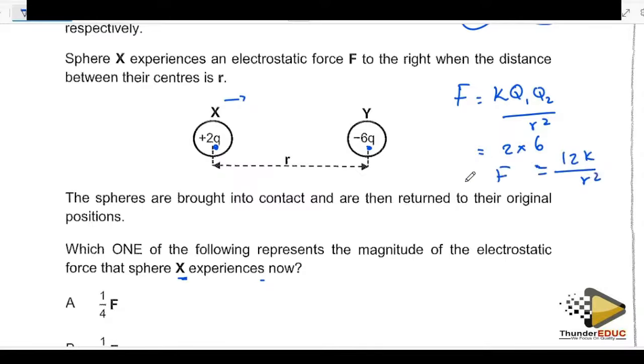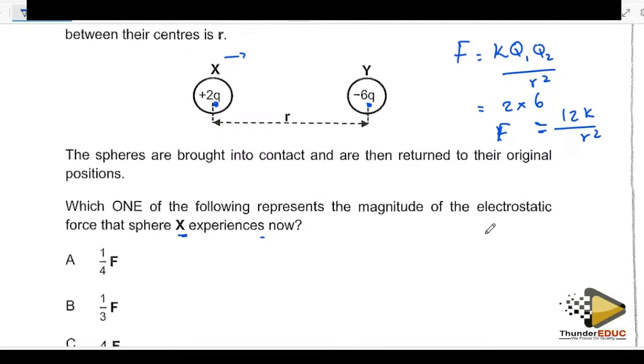So currently, before the spheres touch each other, this is the force that each sphere will exert on each other. Then when the spheres are brought into contact with each other, a +2 and then a -6, the charges are going to combine, and the resultant charge on each sphere will be a result of division of the sum of the charges. So this would be 4 plus -6, that's -4, divided by 2, which means after the separation, each sphere must have a -2 charge.